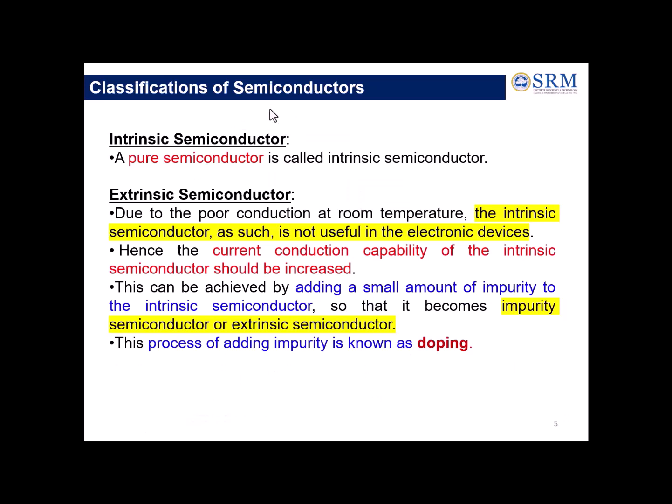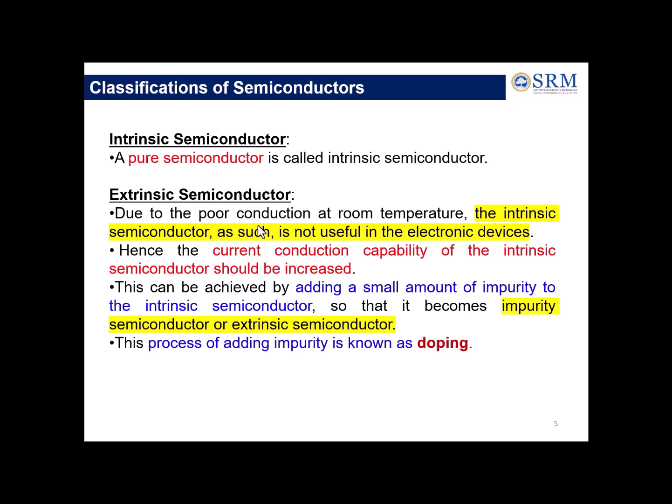Now we can see the classification of semiconductor. Actually, the PN junction, which is made of P-type and N-type semiconductor, is not a pure one. We will see how it is classified. There are two classifications. One is intrinsic semiconductor, the other one is extrinsic. Intrinsic means it's a pure semiconductor, whereas extrinsic means it's an impure semiconductor.